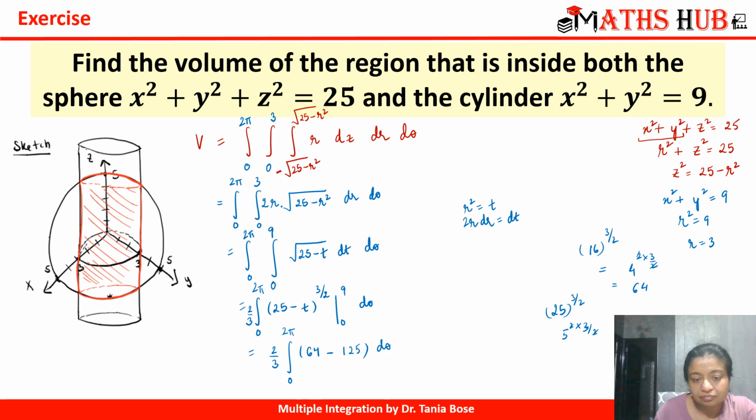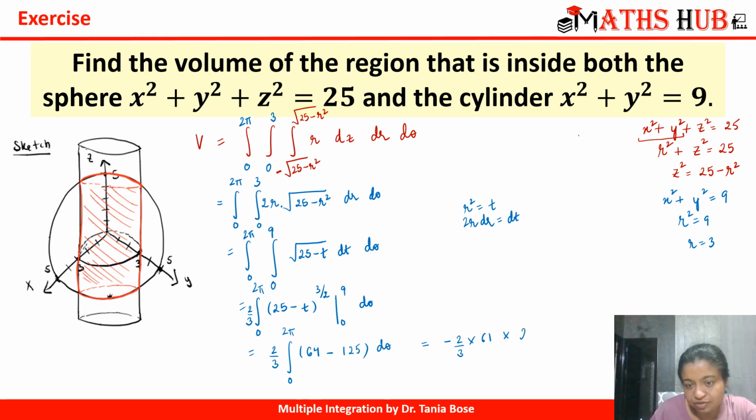And now when I solve this, I'll get 2 by 3, 61 negative, and then integration of theta would be 2 pi. It will be theta, and when you put the limits, you will get 2 pi. Since we will take the modulus of it, volume cannot be negative, so it will become simply 61 into 4, so that is 244 pi by 3, right? So this would be the answer.